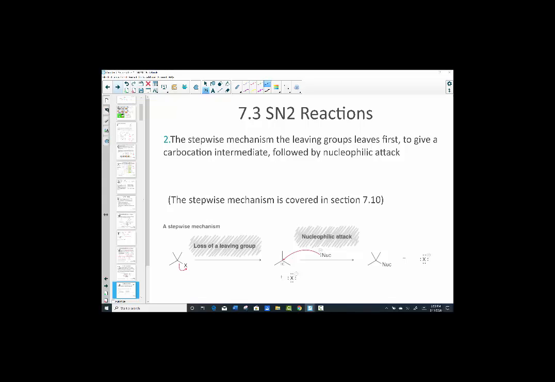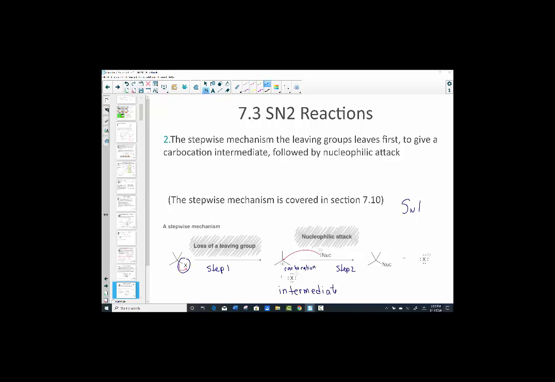So in the stepwise mechanism, the leaving group leaves first to give a carbocation intermediate, followed by a nucleophilic attack. That is what I'm referring to as an SN1 unimolecular, where the leaving group leaves and an intermediate forms, and that intermediate is going to be an sp2 carbocation. It's going to have an electron deficient carbon, so it's a carbocation. And then in a next step, the nucleophile attaches to the carbon that's electron deficient. So notice we have step 1, the leaving group leaves. Step 2, the nucleophile attacks.